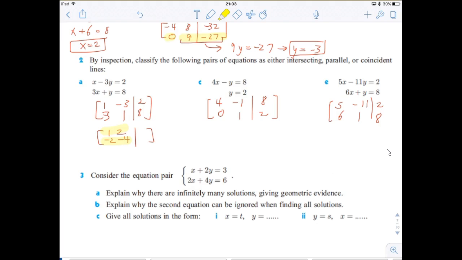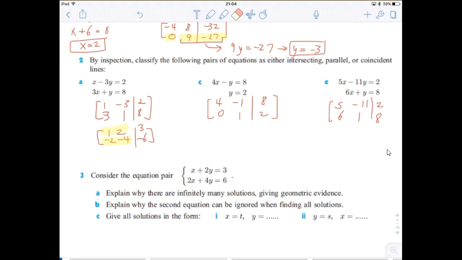Okay. Now, if you had right-hand sides also that perfectly matched according to the scale factor, that would be a coincident line. Basically, if you have x plus 2y equals 3, and you multiplied that by negative 2, and you got negative 2x minus 4y equals negative 6, this is actually just the same line. Okay, so it would be a coincident line.